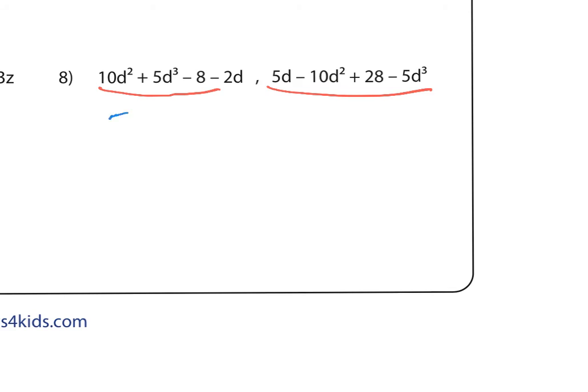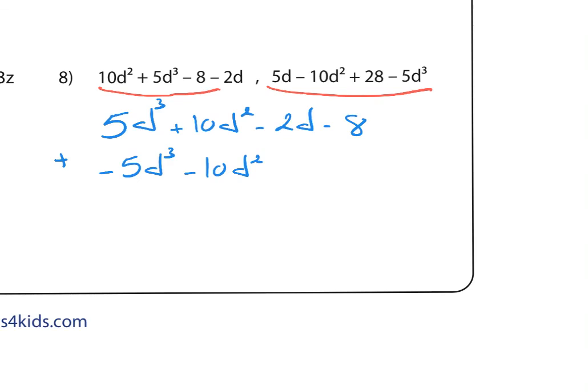I got 5d to the third plus 10d to the second minus 2d minus 8. So I put the higher degree first, then the second higher degree, and I will add it to the next one, the second one, and I will do it in order. We got negative 5d to the third, right? And then we have negative 10d to the second, and then we have 5d, and then we have the number. And the reason why I put them this way is because I want to put the same degree with the same degree, so you can combine them, right?